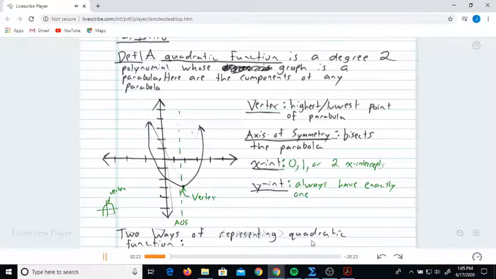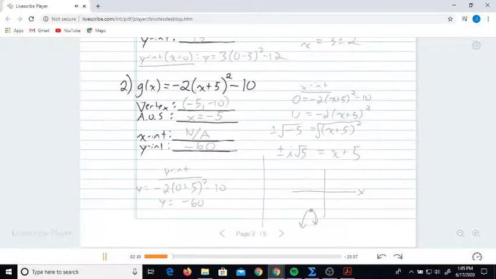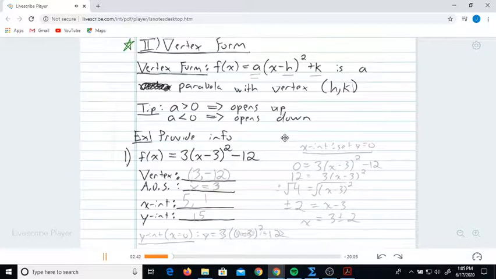Now there's two ways we can represent a quadratic function. The first we're going to call vertex form. Vertex form looks like this. We'll discuss this in detail very shortly. Standard form looks like this, and we'll discuss this towards the end of the lecture. But let's go ahead and open up with that vertex form. So vertex form is what you see here.